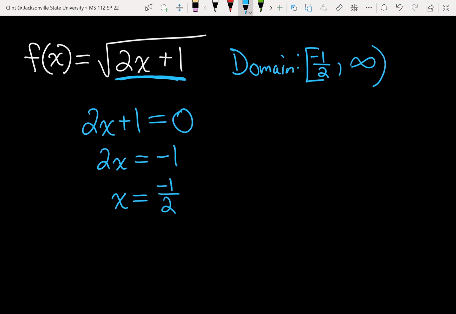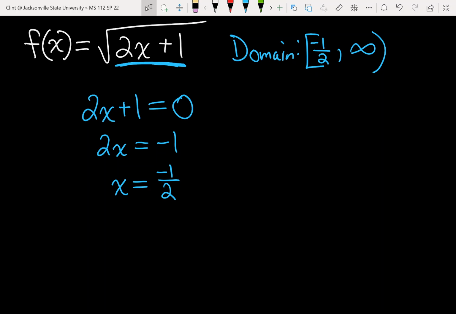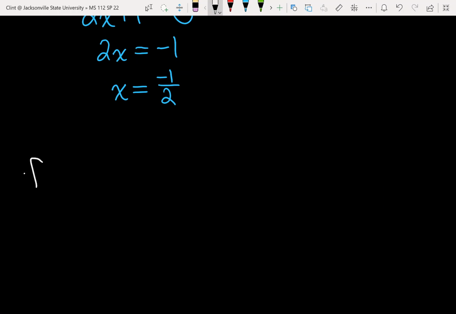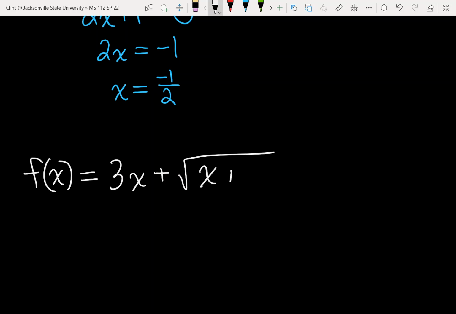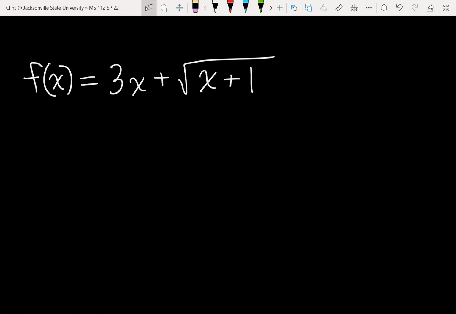Something else to take note of, if you have a square root involved, is if we have something else in as part of our function, not just a square root, it doesn't make a difference. So if we have like, right, we've got this function. The 3x part, any number will work with it. So we don't even care about it when we're figuring out our domain. The only part that's going to put any kind of restriction on our domain is the square root part.